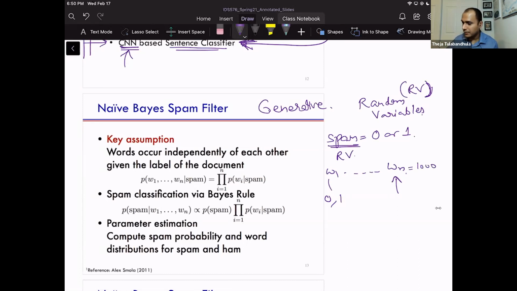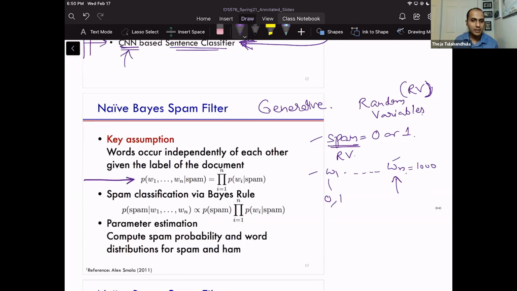So these are all the variables. This is a variable, this is a variable, this is a variable. These are all random variables. And that's why I can talk about the probability of this bunch of variables given some other random variable's value. In particular, you can see this equation here.